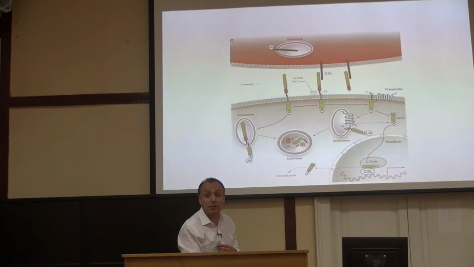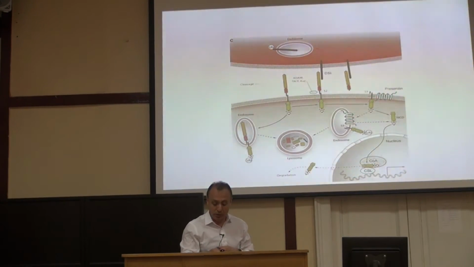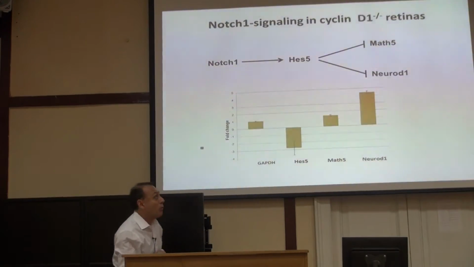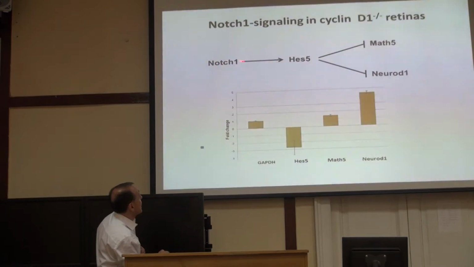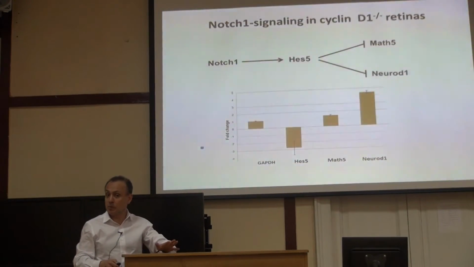And then just to remind myself, Notch is a transcription factor, a very unusual one, which is normally in the membrane, and then it's cleaved by gamma secretase and goes to the nucleus, and it turns on the expression of target genes. In the retina, one of the transcriptional targets of Notch is Hes5, and Hes5 in turn represses those two basic helix-loop-helix proteins, Math5 and NeuroD. So we have found that cyclin D1 is sitting on the Notch promoter in the retina.